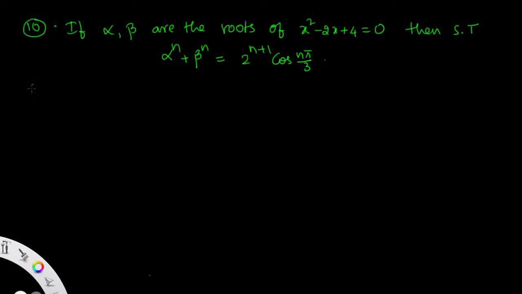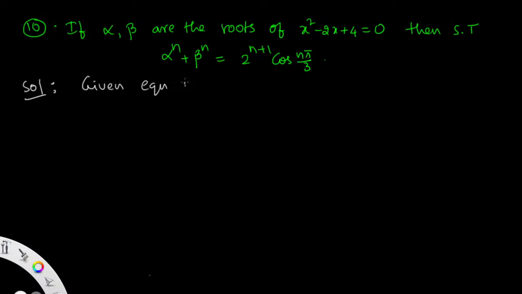It is given. So now write the solution. What is the question given? Alpha, beta are the roots of the equation x square minus 2x plus 4 equal to 0. Then show that alpha power n plus beta power n equals that value. So first the given equation we have to solve. Why? Because it is a quadratic equation, then you get two roots. Those roots are alpha and beta. Then alpha to the power of n and beta to the power of n, when both are added, you get that answer. That is the process. First simplify the given equation. Then what are the roots we have to get?